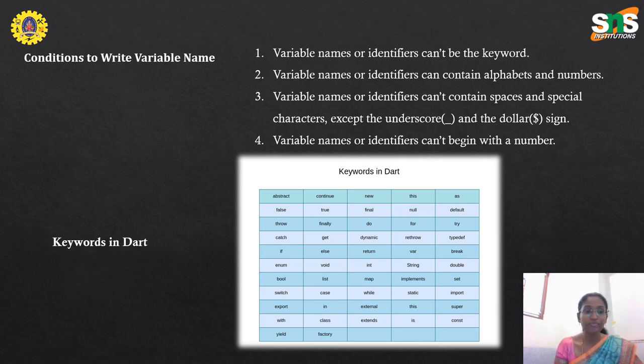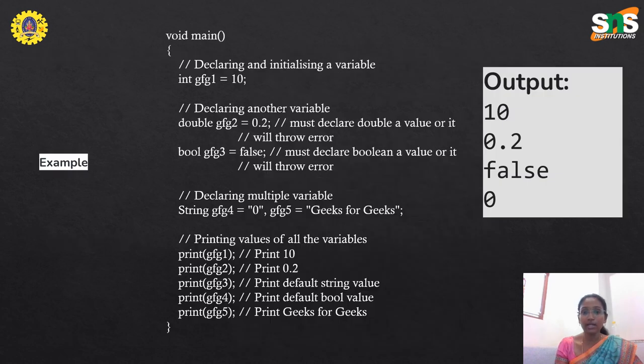And next one is the keywords in Dart. These are the keywords I will give over here: abstract, false, true. These are the keywords you have to be aware of before you write the variable name. Here I'll give some examples. Int g1 equal to 10. You have to give some other names also.